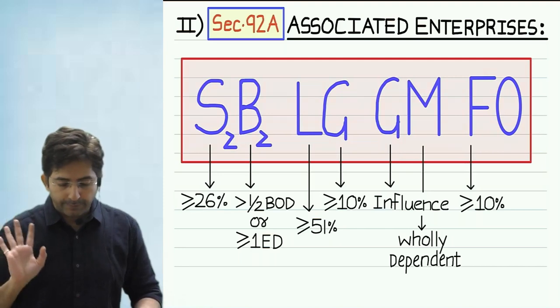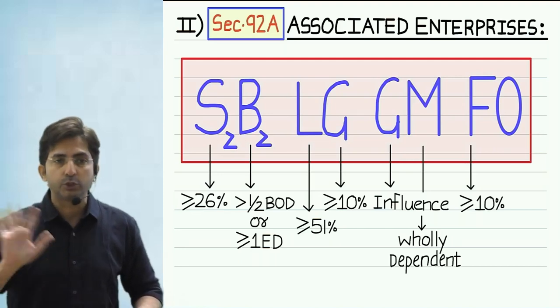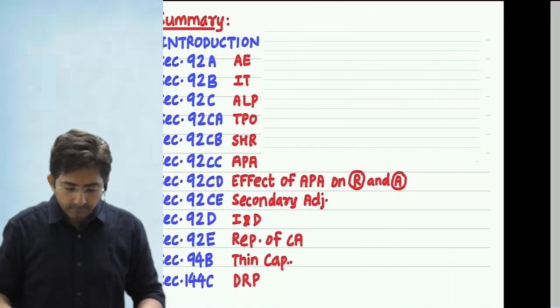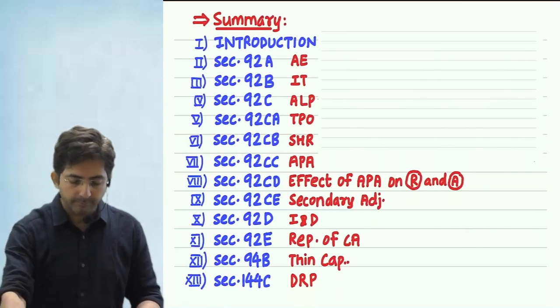So this was finally 92A is done. Associated enterprise. Okay. Then let us go back to the summary.